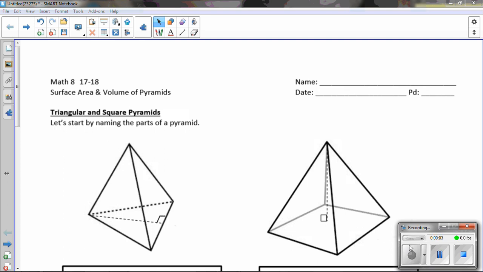Hello everybody, today we're going to be talking about pyramids. Yay! So, we're going to do surface area and volume of pyramids. Now, there are two kinds of pyramids. Here are pictures of them.